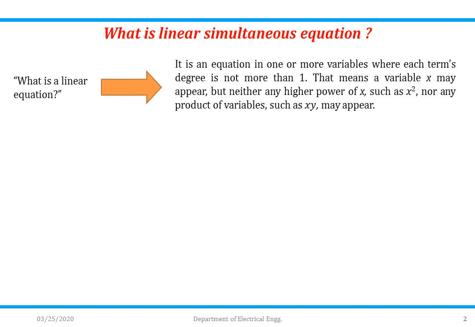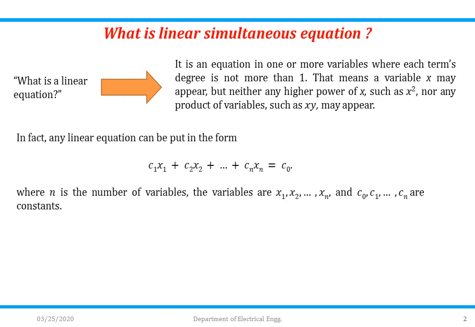What is a linear equation? It is an equation in one or more variables where each term's degree is not more than 1. That means a variable x may appear, but neither any higher power of x such as x square or x cube, nor any product of variables such as x into y may appear.